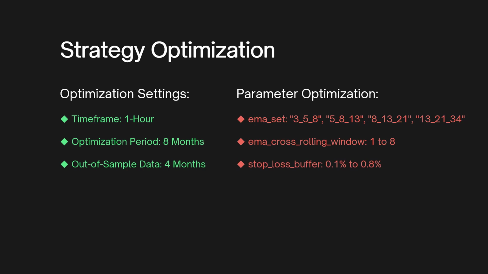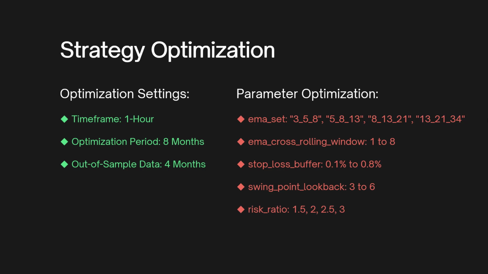Stop loss buffer. We'll test a stop loss buffer by setting the stop loss slightly below the swing low or above the swing high, adjusted by a percentage range from 0.1% to 0.8%. Swing point look back. This defines how many candles to look back when determining swing highs and lows. Risk ratio. This helps define the risk-reward ratio for each trade.